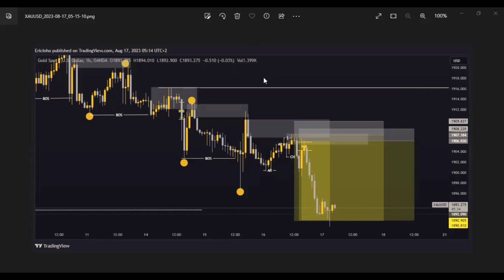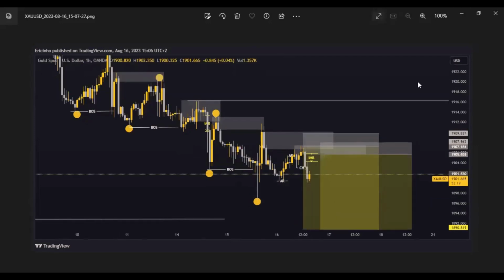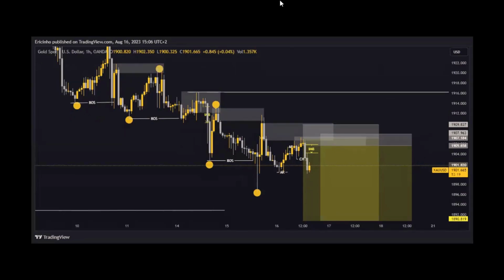Without wasting a lot of time, so this is the after and before. Let me go through the before trade setup. It's right here. I hope you can see it now on your screen. So this is what the setup looked like before.